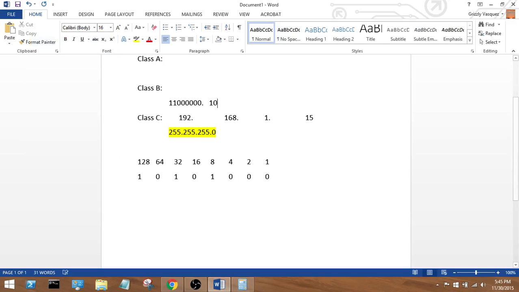1, 0, 1, 0, 1, 0, 0, 0. Dot something. Right? And then we have the 1. So for the 1, down here, it's pretty self-explanatory by now, right? All these are going to be turned off, except for this one. So it's going to be 1, 0, 0, 0, 0, 0, 0, 0. Dot. And the last number, 15.